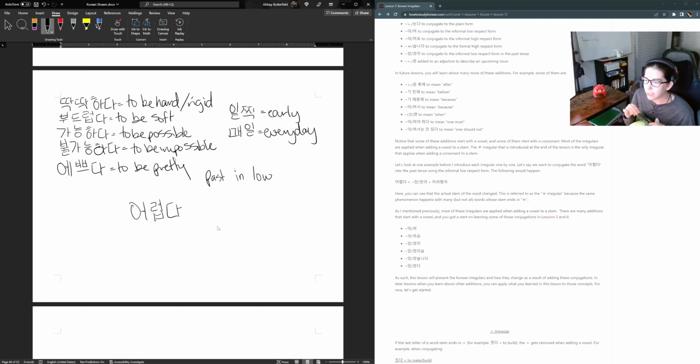어렵다. And we're going to conjugate it past tense informal low, which we were doing earlier. So for past tense, you're going to have these. We have to look at this last vowel to figure out if we're going to use 아요, 어요, or 와요.